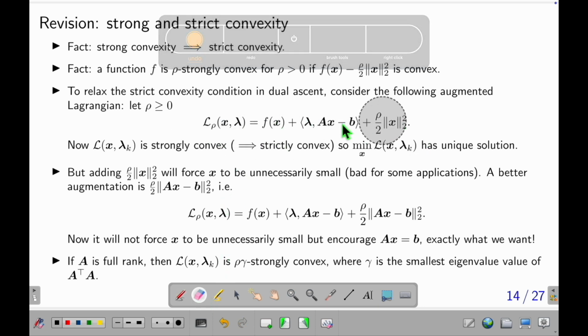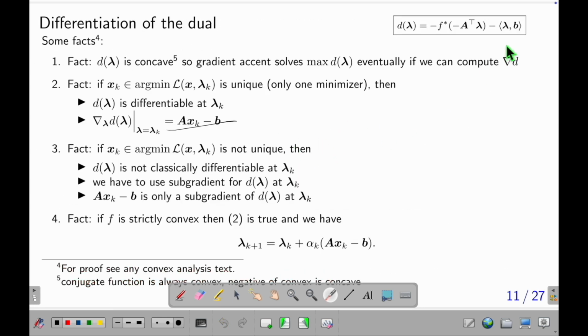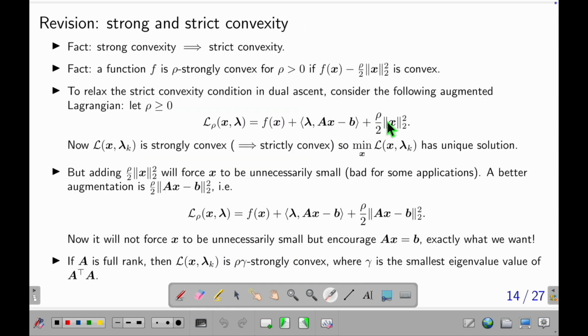Now, due to something, I add a quadratic term here. Adding a quadratic term makes this whole thing strongly convex, strictly convex. It is strictly convex, that means the solution at each step on x is unique. And this will be good for what? For the purpose of doing this part, because we want this to be unique. We don't want this to be in a set. So that's why people add a quadratic term.